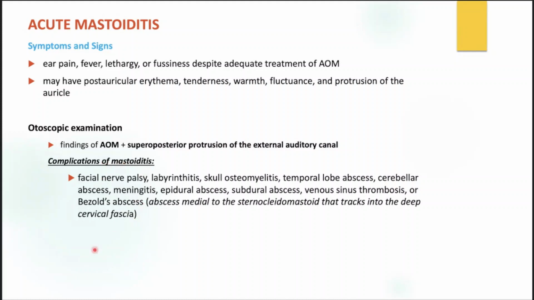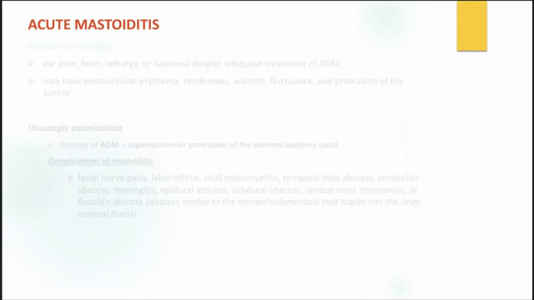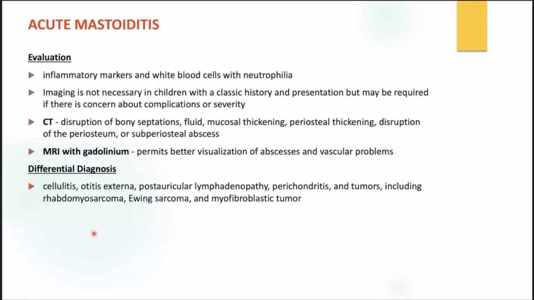So here are the following complications. That's why it's considered life-threatening, because you can have these complications in patients with acute mastoiditis. For evaluation, we take inflammatory markers, and there is usually leukocytosis with neutrophilia. Imaging is not always done in children, especially if it has a classic history and presentation. But if you're already considering complications, then it would be wise to do imaging.